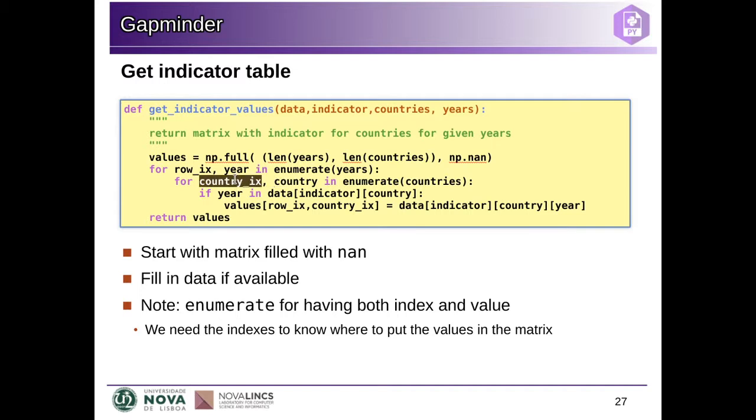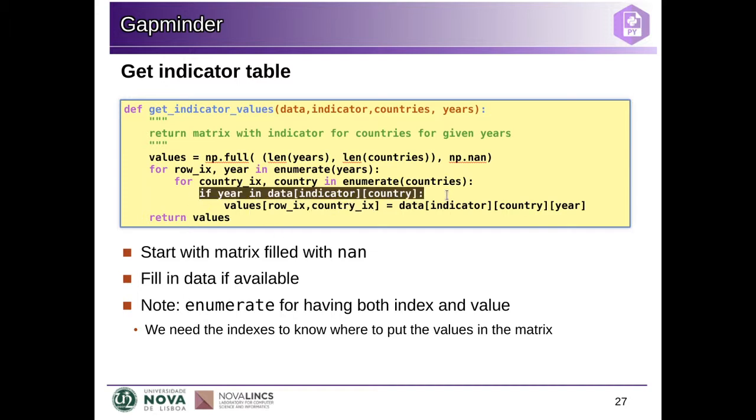We get the index of the country, because this will tell us which column we have to fill in our matrix. And we get the value of the country because we need that to look up in our data dictionary. And now we check if this year is present in the dictionary for this country in this indicator that we want here. If the year is present, then we get the value from that year, for that country, and we put it in the right spot in the matrix. So the row is determined by the index along the array of years, and the column is determined by the index along the array of countries.